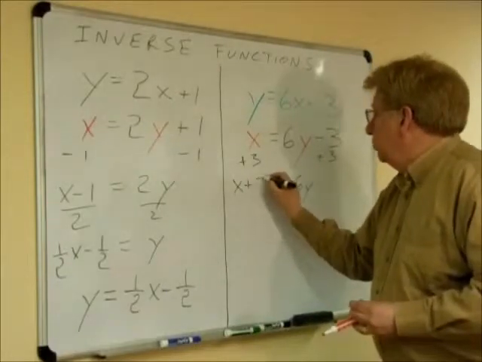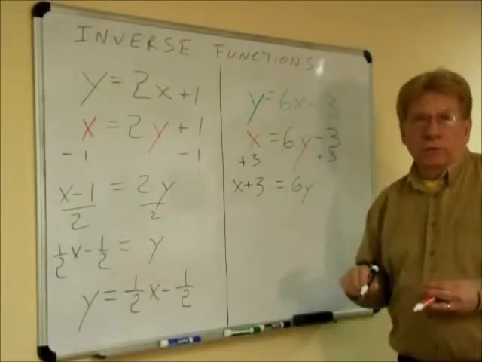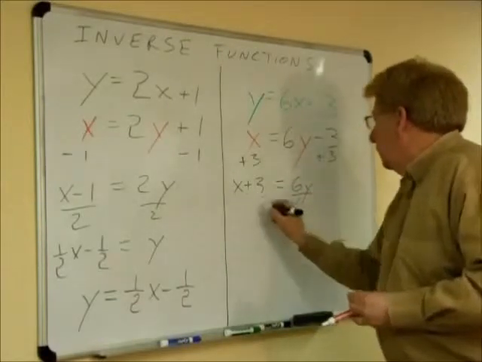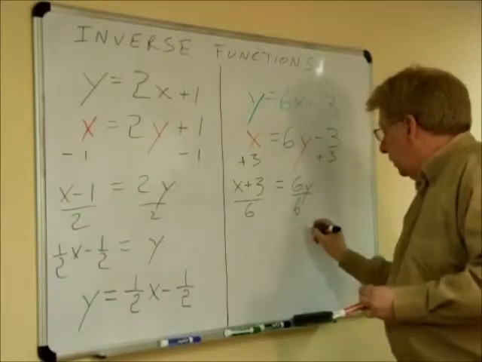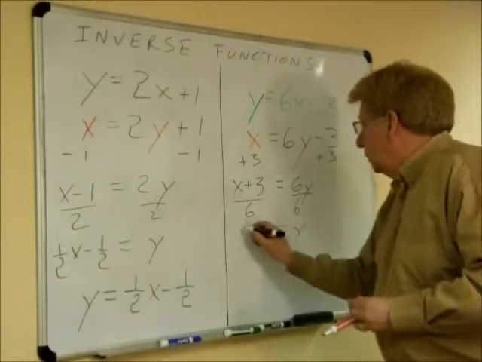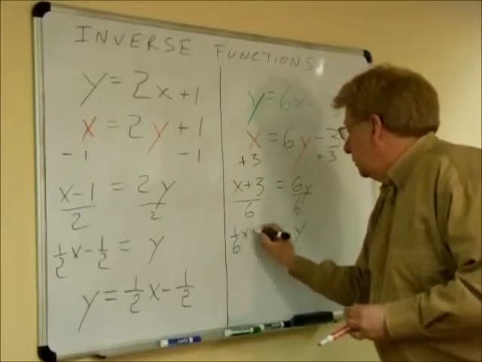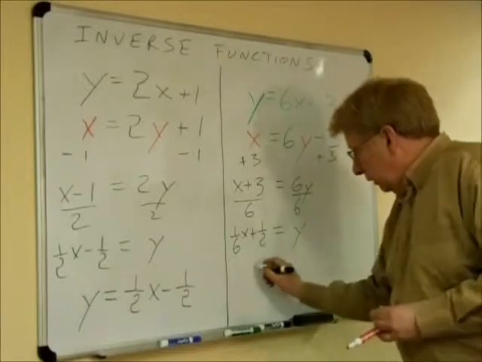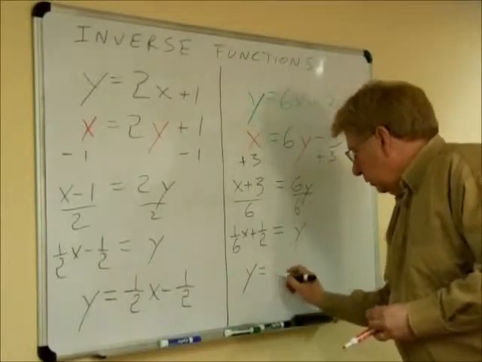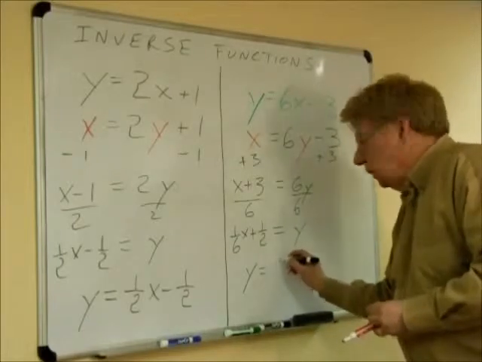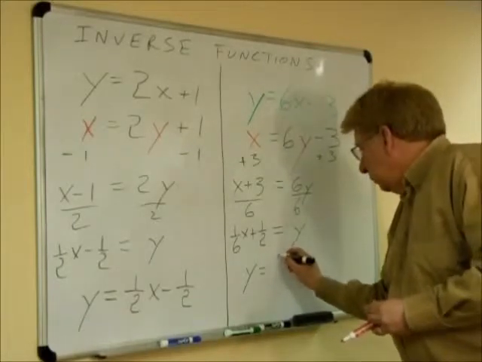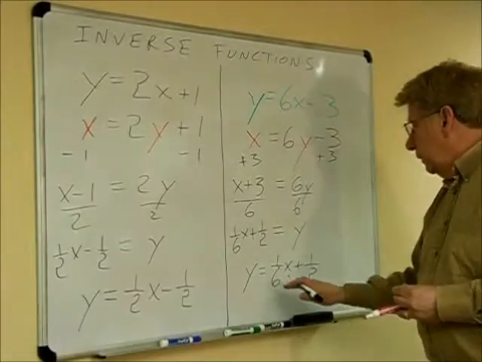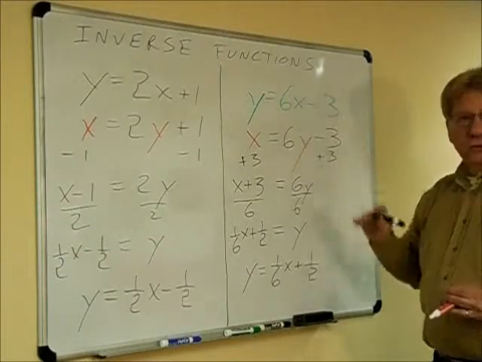equals x plus 3. Now y has a coefficient of 6, so we'll divide by 6 to cancel that out. We have to do the same on both sides. So we have y equals 1/6 x plus 3/6, which is 1/2. Now I'll just put y over here, just for consistency, not really necessary. y equals 1/6 x plus 1/2. And that's the inverse function of this original function.